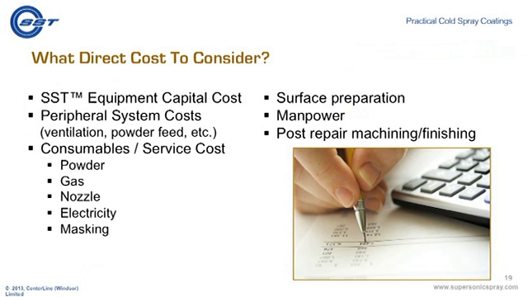So we're working up towards a cost evaluation, and let's look at some direct cost considerations. You've got the equipment capital cost. You've got some peripheral system costs such as ventilation, booth, powder feeders, air purification. You've got some consumables here that are actually used during repair processes, and those obviously include the raw material metal powder, propellant gas, nozzles, electricity, any masking if at all required. We'll take into consideration surface preparation technologies, manpower, and we'll also evaluate any post-repair machining finishing costs as well.